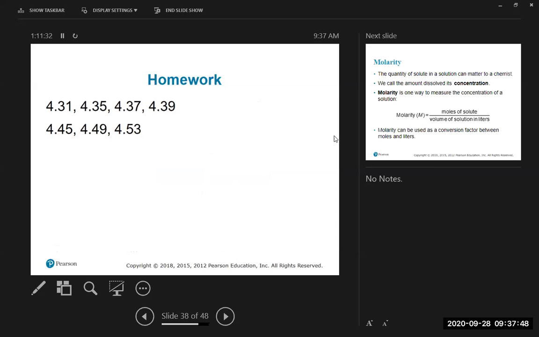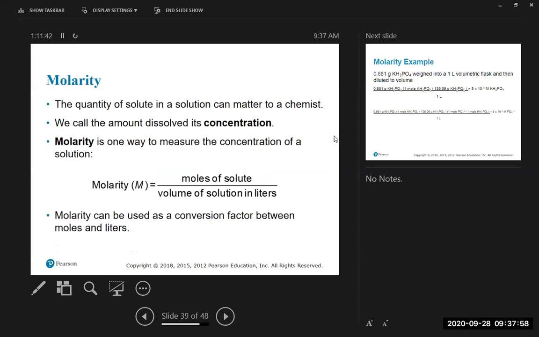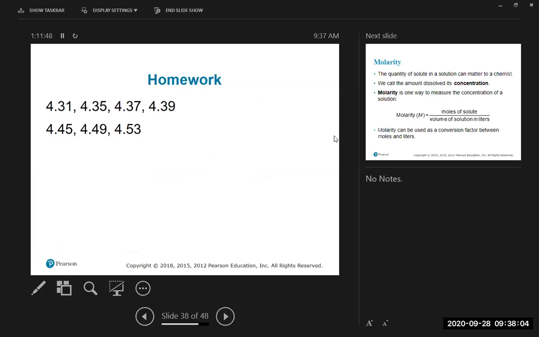And then here's some homework for that stuff that I would recommend, especially to get a feel for those oxidation states. Okay, I want to save molarity for Wednesday, and so I think we'll end it here for today. Does anyone have any questions?